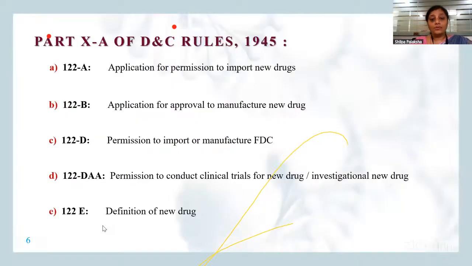So with this, we also try to understand the other applicable forms which need to be filled for filing a clinical trial of a new drug. It is part of the Drugs and Cosmetics Rules of 1945. That is 44, which is an application for permission to import new drugs; 122B, an application for approval to manufacture new drugs; 122D, permission to import or manufacture fixed dose combinations; 122DAA, permission to conduct clinical trials for new drugs and investigational new drugs; and 122E, which tells you what exactly a new drug means.